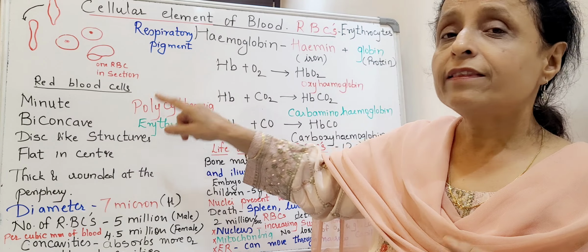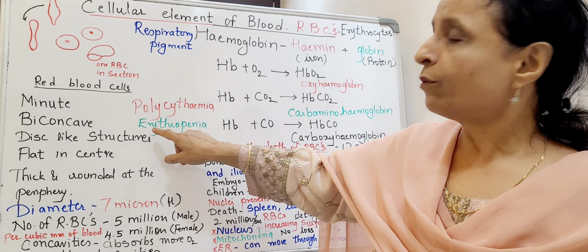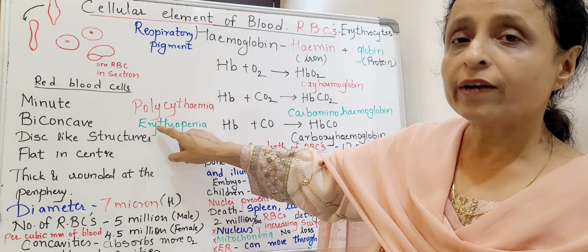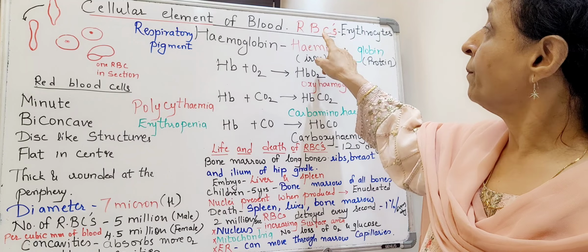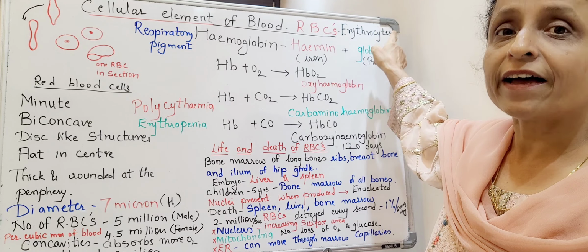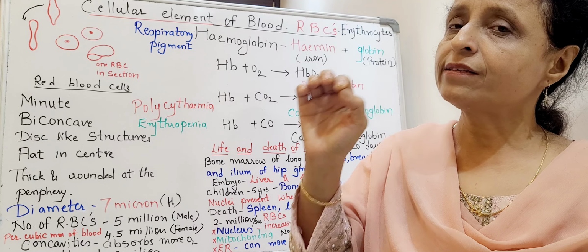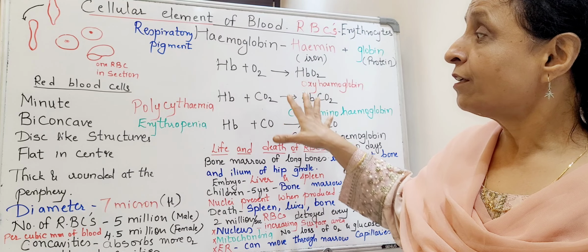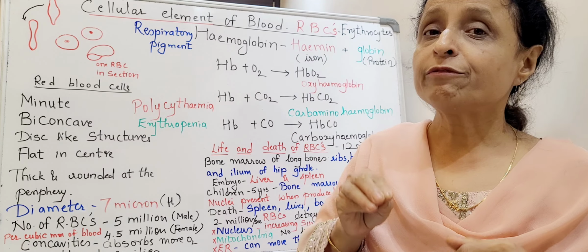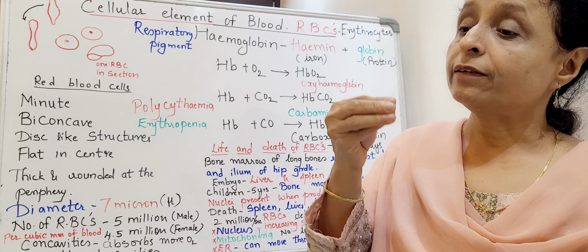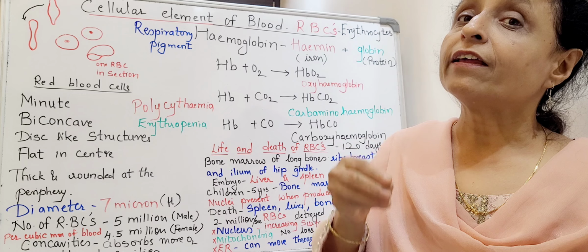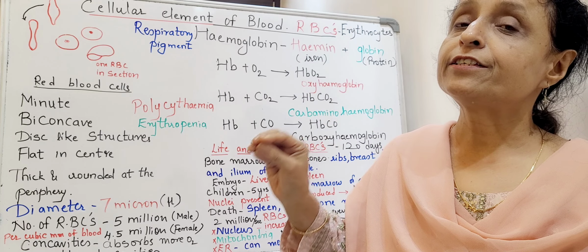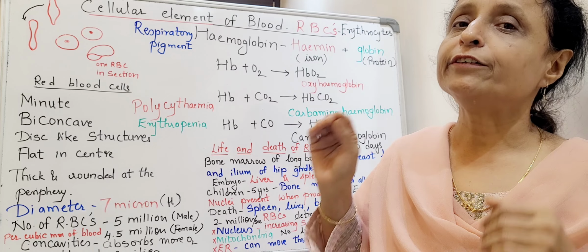Now, when there are fewer RBCs, it is known as erythropenia. It is derived from the name of the RBCs, which are known as erythrocytes. The cells are known as erythrocytes, the other name for RBCs. So all this structure, adaptation and function leads to the function of the blood of carrying oxygen to each and every cell for oxidation and release of energy.